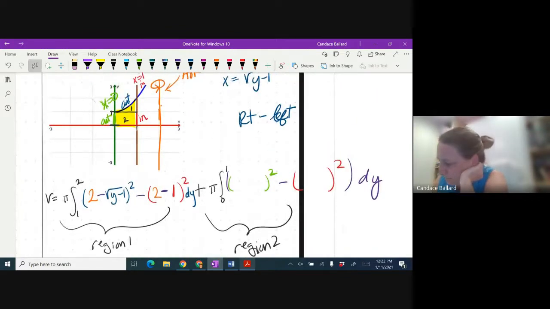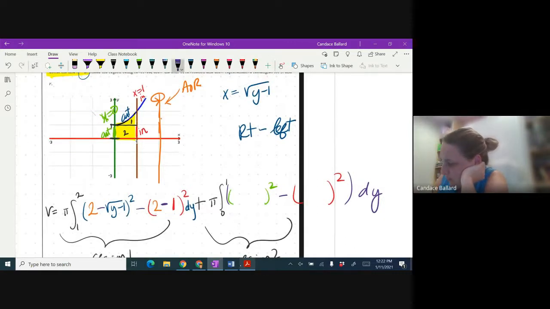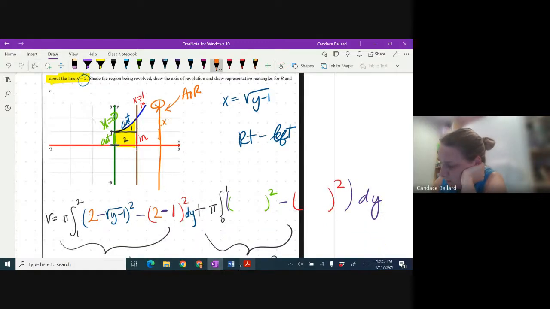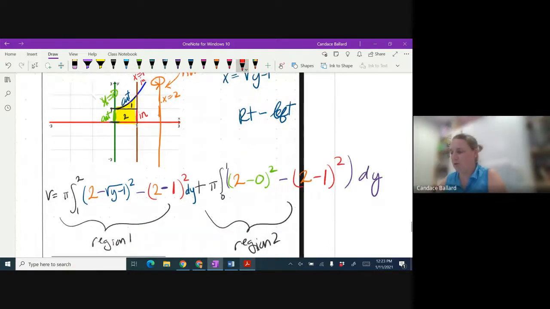Okay, so if I'm going to go for my outer function first, the green one, I have to do my right minus my left. So it's going to be the orange vertical line, which, we totally lost what the orange vertical line is. It's x equals 2, right? So it's going to be 2 minus the outer vertical line, which is 0. For the inner function, it's going to be the right, which is the orange axis of revolution, minus the inner function, which is 1. And that's it. You've got all the setup done.